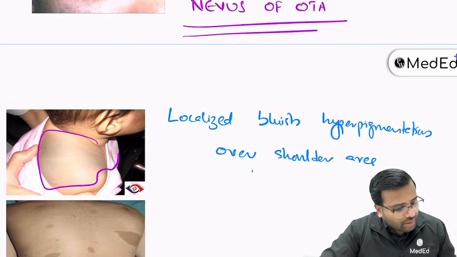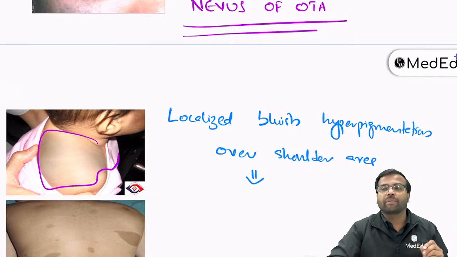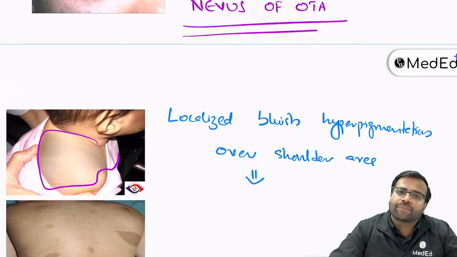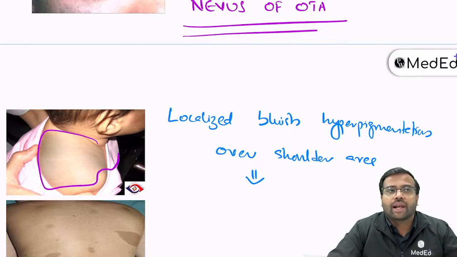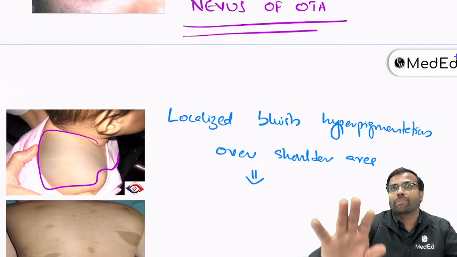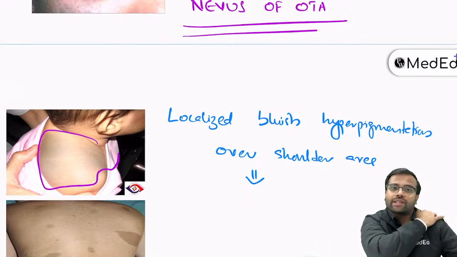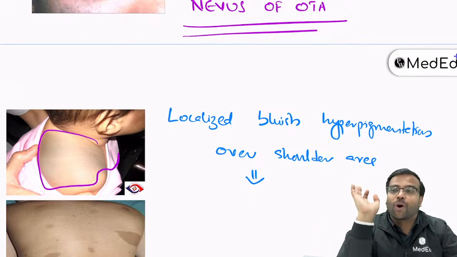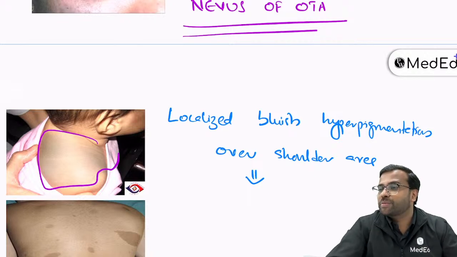So when there is a localized bluish hyperpigmentation over the shoulder area, can anybody answer what is this? This again is a spot diagnosis. Any time of the day or night, if I see a patient who is having a blue color discoloration over the shoulder, only one differential comes to my mind, the most common. What is it? It's a spot diagnosis.